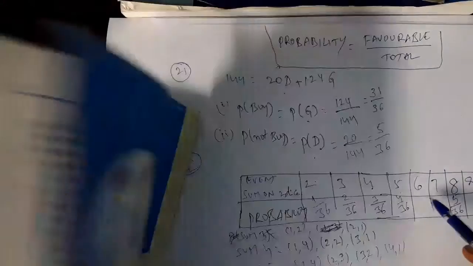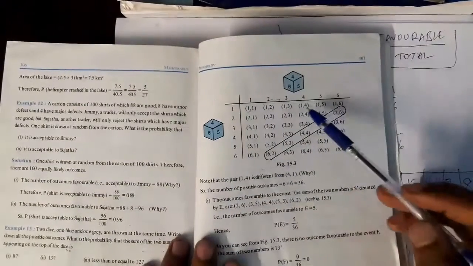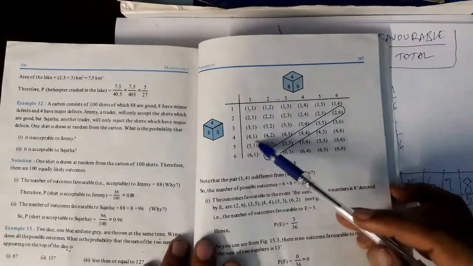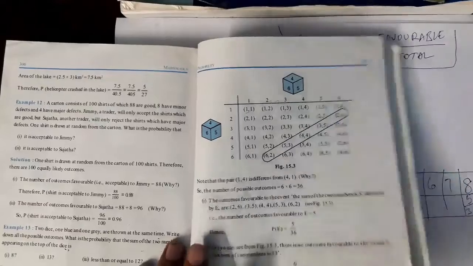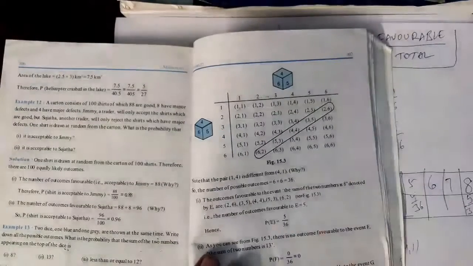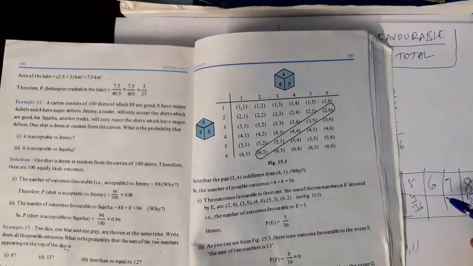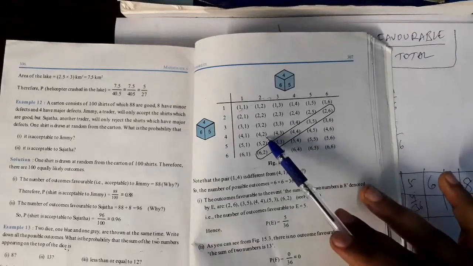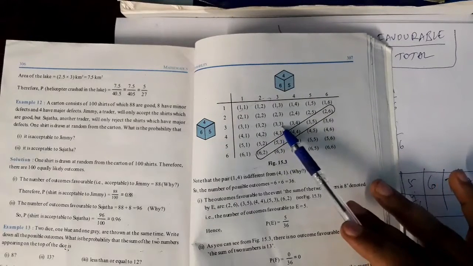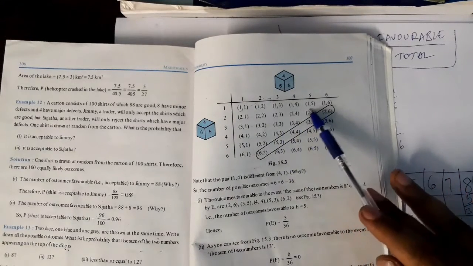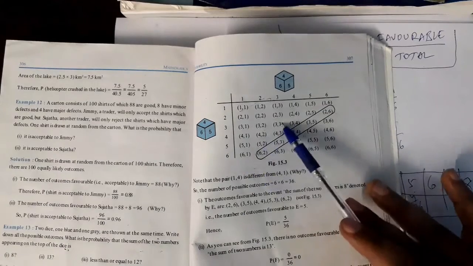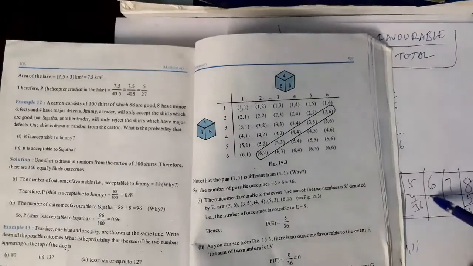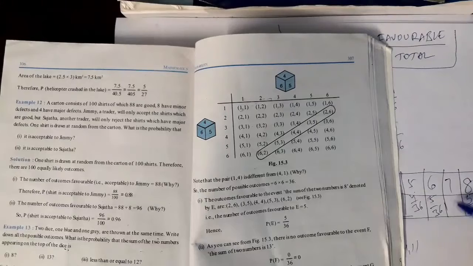In the same way, you can find out from this picture also: (1, 4), (2, 3), all of these give you sum 5. So 4. Same method. See sum 6: (1, 5), (2, 4), (3, 3), (4, 2), (5, 1). 2 plus 4 is 6, 3 plus 3 is 6, 1 plus 5 is 6, 5 plus 1 is 6. So 5 by 36.